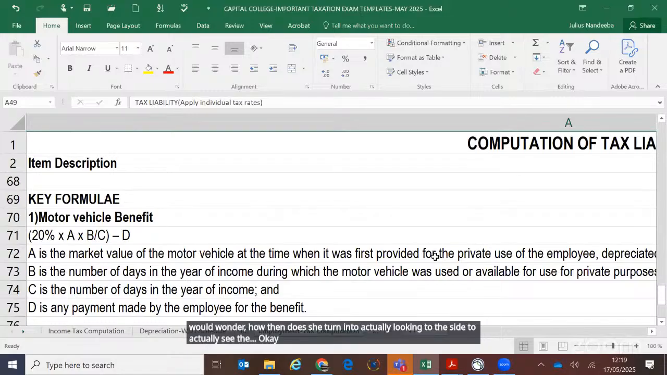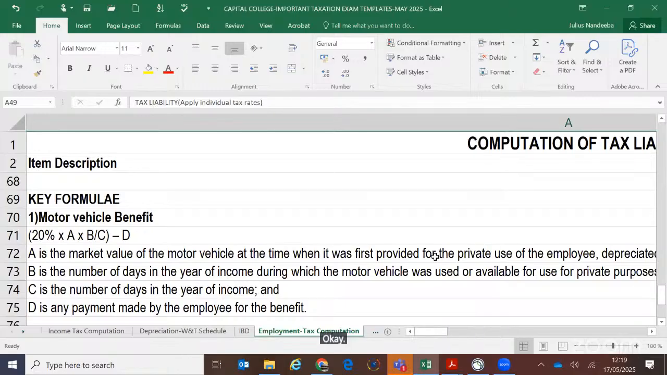Time. Okay. So 20% times A times B over C, or in brackets minus D. If you remove the brackets, you get it wrong. It is 20% times A times (B over C), close the brackets, minus D. Now we must understand what each of the items are. We start with A. This is where students normally get it wrong with A.